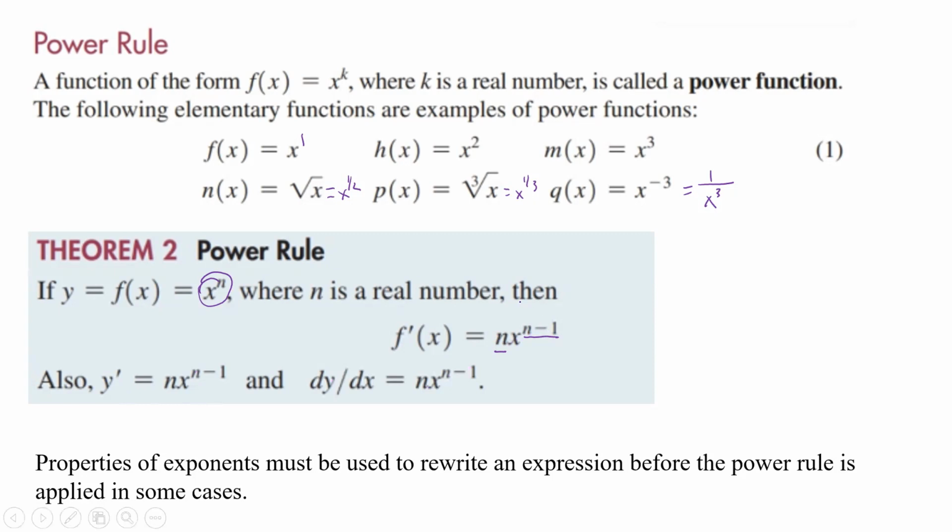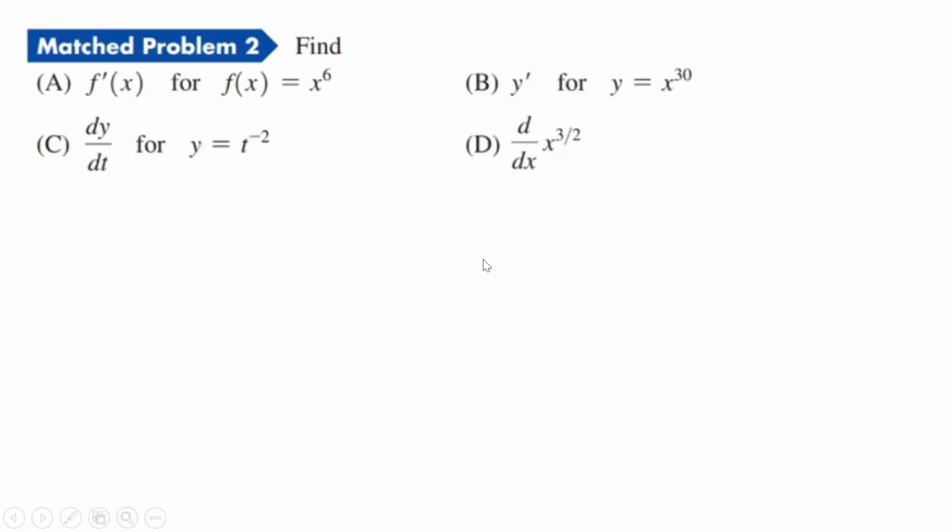Okay, so properties of exponents must be used to rewrite an expression before the power rule is applied in some cases, as I have shown you here, and initially it would probably have been written like that, and then it would be rewritten to that form. Once we get it into the form x to the n, where we can use the power rule, then things get really simple. All right, so let's do some examples here.